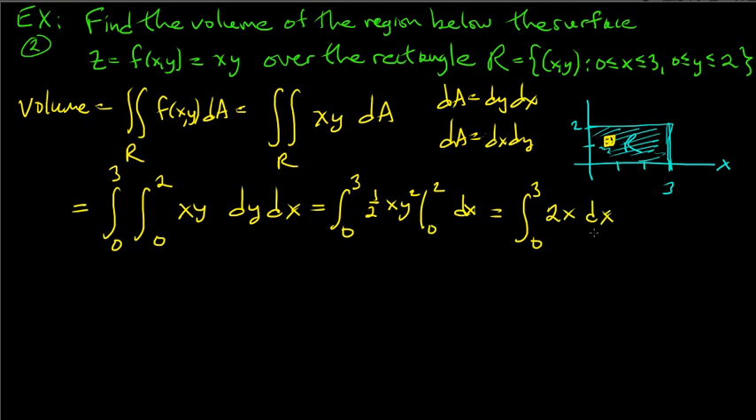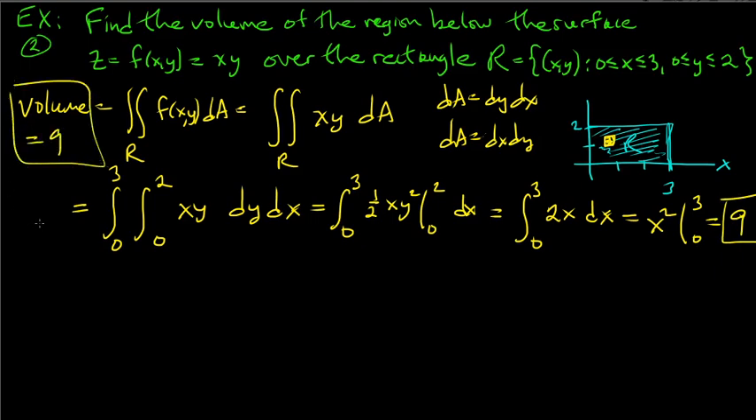All right, so now we're down to a single integral. The integral of 2x is x squared. And you plug in 0 and 3. 3 squared is 9. 9 minus 0 is 9. So there you go. The volume of that region is 9.